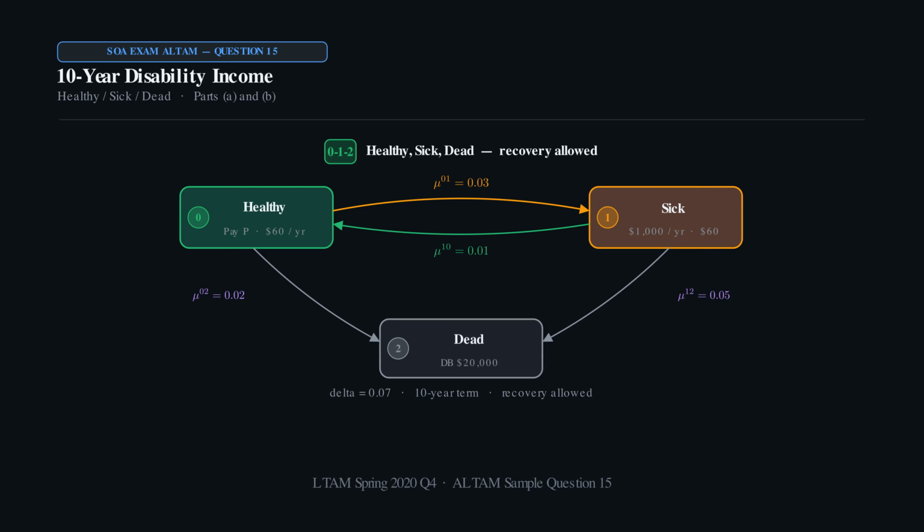This is a 10-year disability income contract. The model has 3 states: healthy, sick, and dead. Recovery from sick back to healthy is allowed. Transitions run from healthy to sick back to healthy, and both living states to dead.